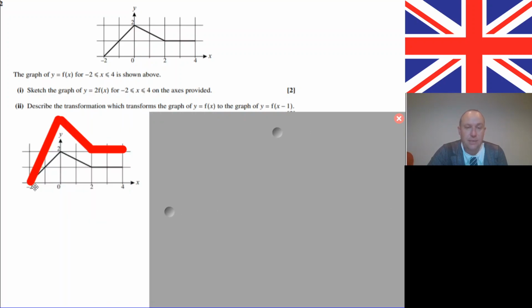And you can see that here. 0 times 2, still 0. 2 times 2, 4, 1 times 2, 2, and so on. So you can see it's the same shape, but it just changes the steepness of the graph.